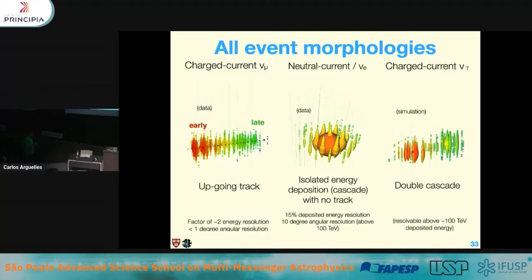And so the energy resolution is going to be quite poor, and we're going to discuss why that's the case, but about a factor of 2 in the resolution. But the angular resolution is going to be good, better than a degree. And the reason is that you have this long lever arm to be able to figure out the direction of this muon.